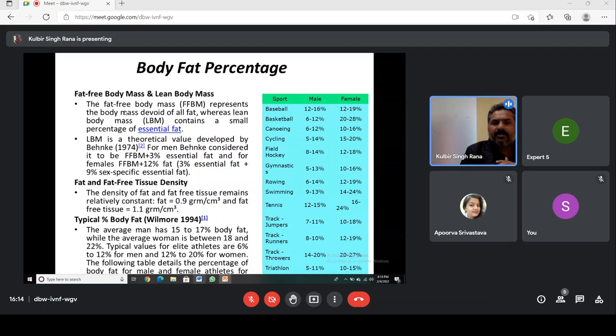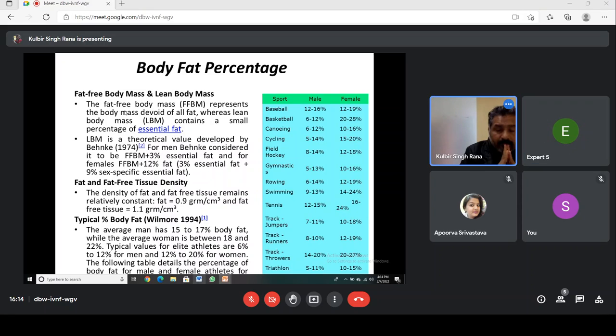Then fat-free tissue density. What is density? Have you heard about fat-free tissue density? Why do we take density? No idea, sir.